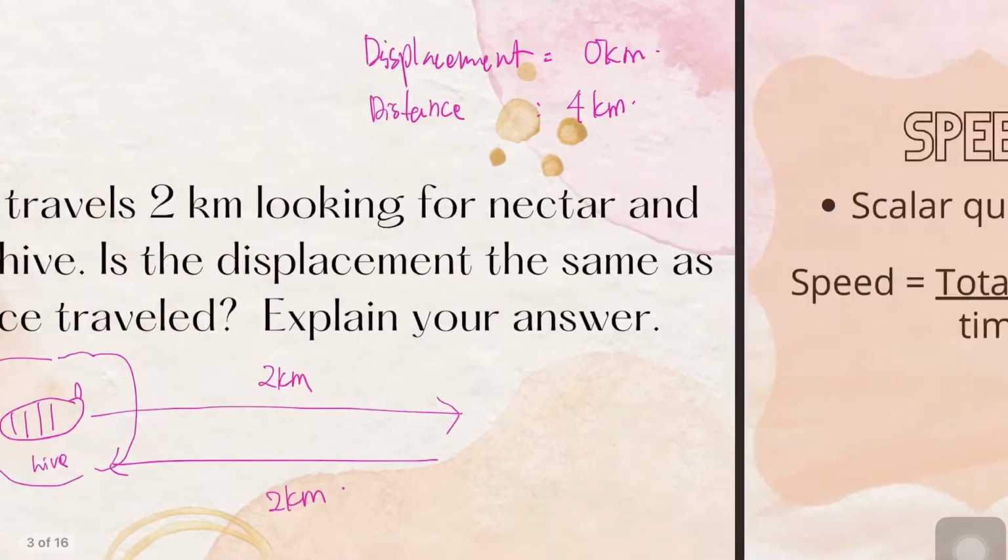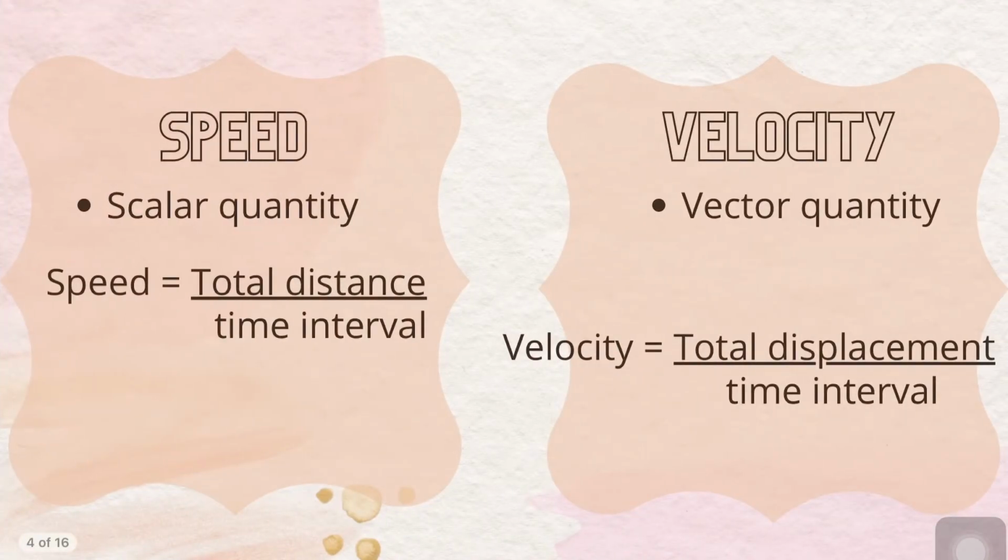Next one is speed and velocity. What is the difference between them? Speed is a scalar quantity and velocity is a vector quantity. Normally when we talk about velocity, we need to include the direction as well. For example, if you say that you're walking 10 kilometers per hour, that is your speed. If you say that you are walking 10 km per hour towards north, that will be velocity because you include the direction in it.